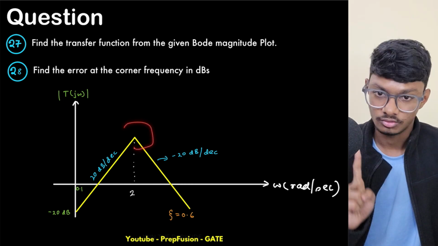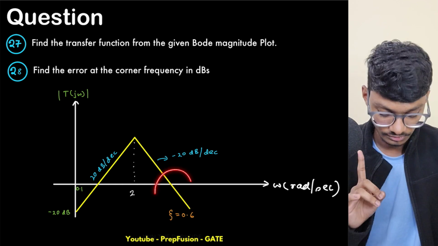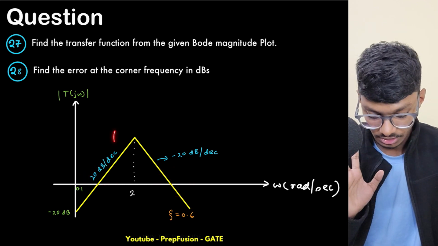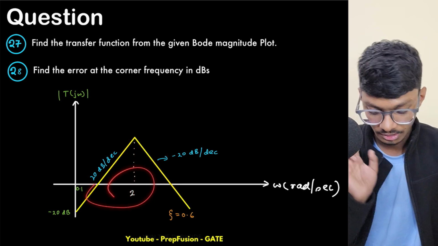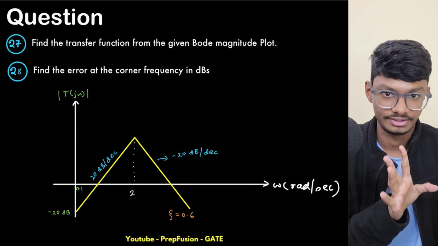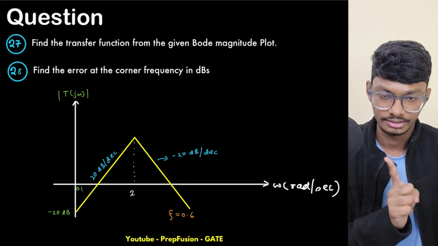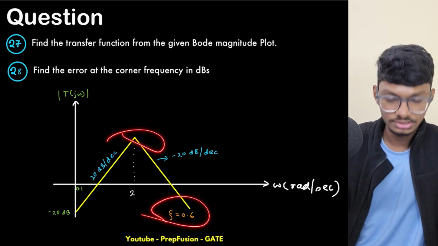So what is the corner frequency here? Do recall, is the slope changing over here? No. Even the frequency is also not given. So the corner frequency is here only, where the slope is changing. We have to find the error for this corner frequency in the magnitude. Now, as zeta is given, the error formula will be different here. Do keep that in mind. So zeta is given, the error formula is different.